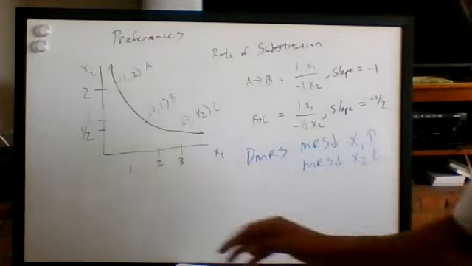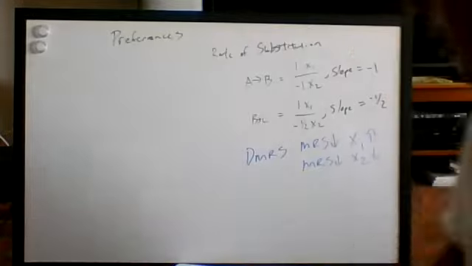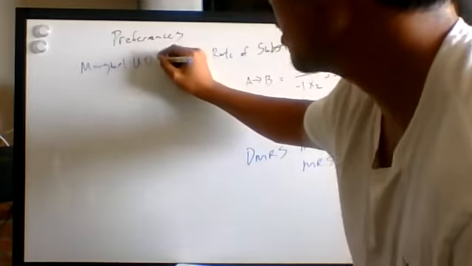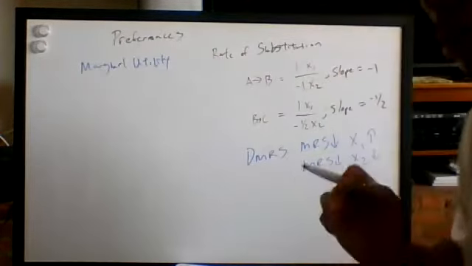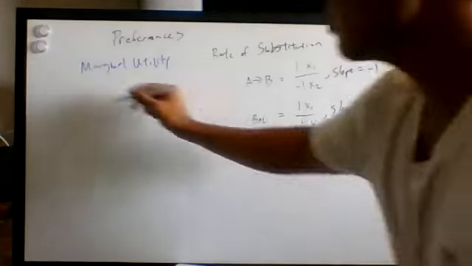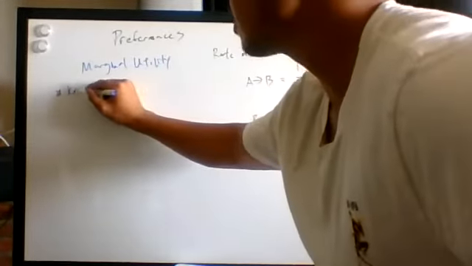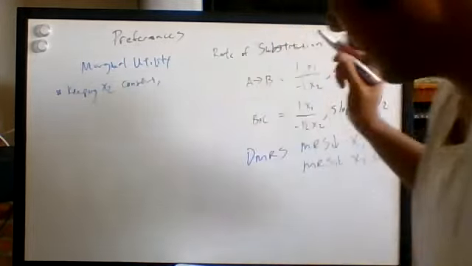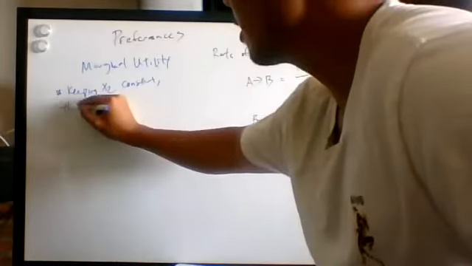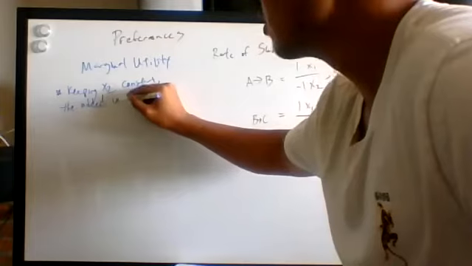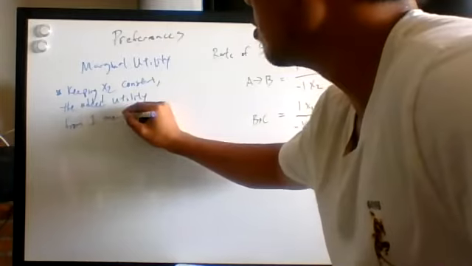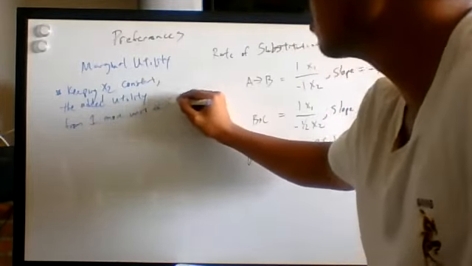So this idea relates to marginal utility. I think that I've probably said the term marginal utility before, but I just want to formalize it. Marginal utility is defined as, keeping x2 constant, the added utility from one more unit of x1.